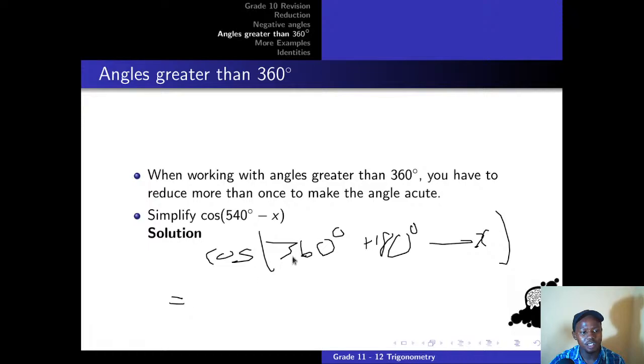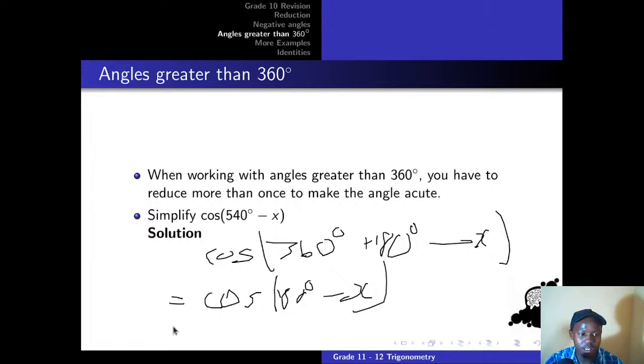Now, let's look at this. Cos of 360 plus will take us to the first quadrant. All of the trig ratios are positive in the first quadrant, therefore this will give us a positive cos of what? 180 degrees minus x. Now, 180 degrees minus x, this is in the first quadrant. Sorry, in the second quadrant. Cos is negative in the second quadrant, therefore we have a negative cos of x.